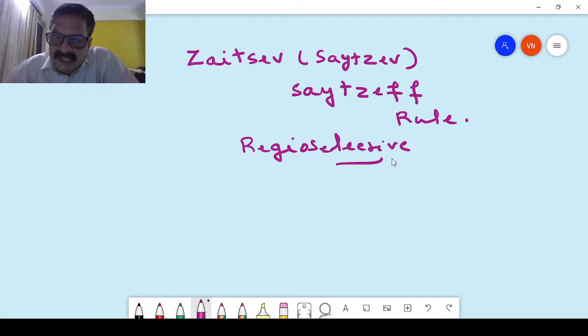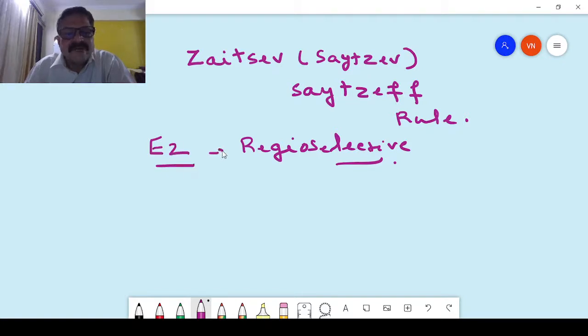Correct. So in E2 elimination, two or more different types of alkenes can be formed. The E2 mechanism is regioselective because the more substituted alkene predominates. Different alkenes are possible, more than one, because there are two or more different beta carbon atoms. Therefore it is called regioselective, and we can get a mixture of alkenes here.